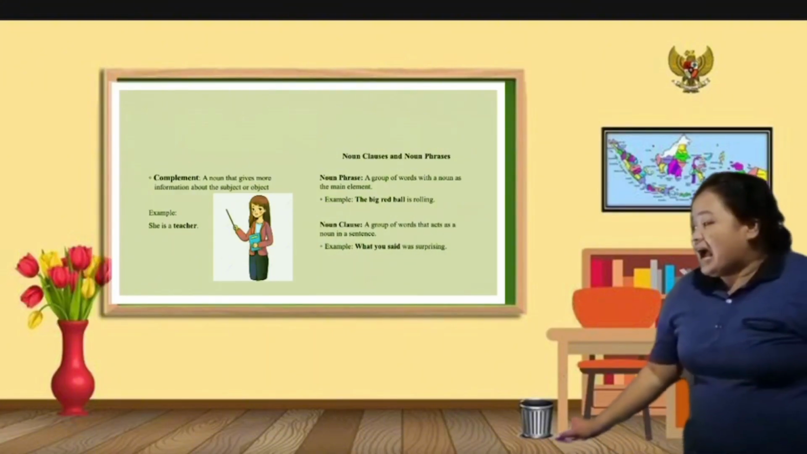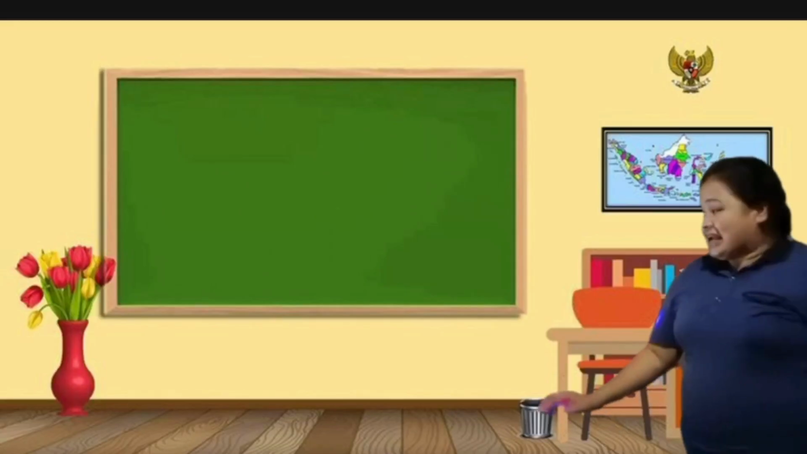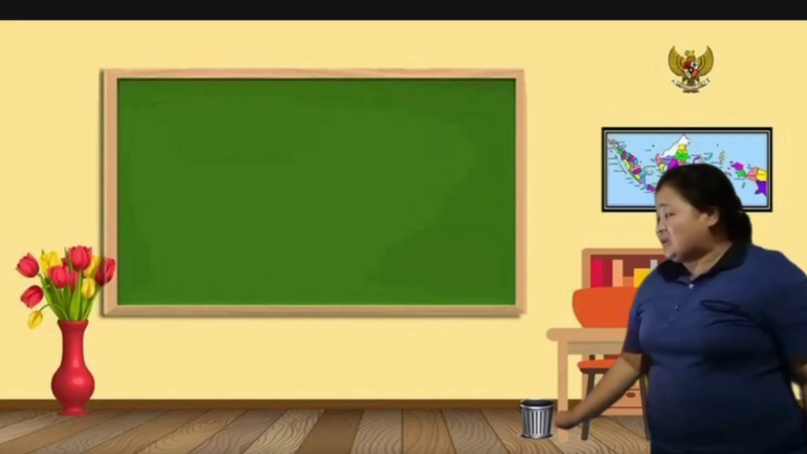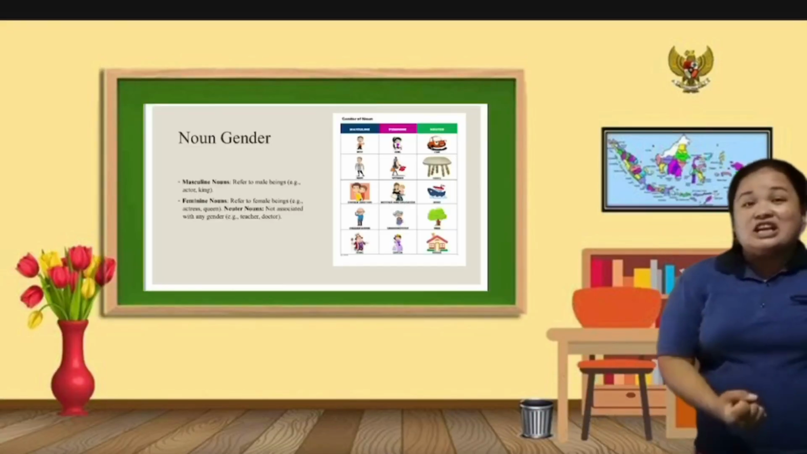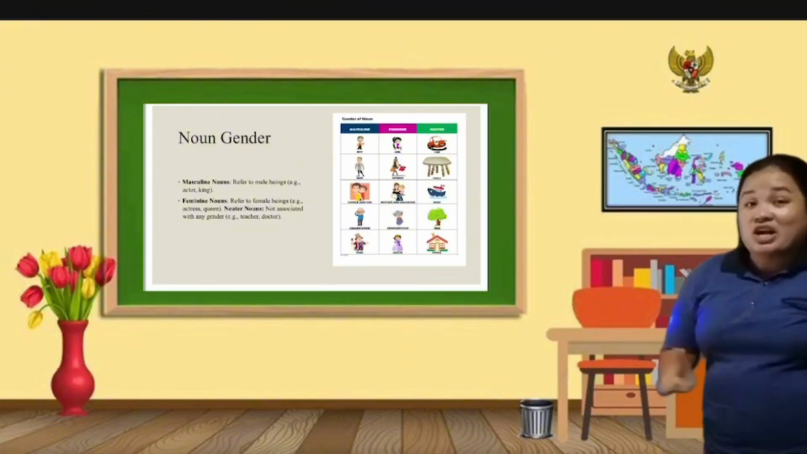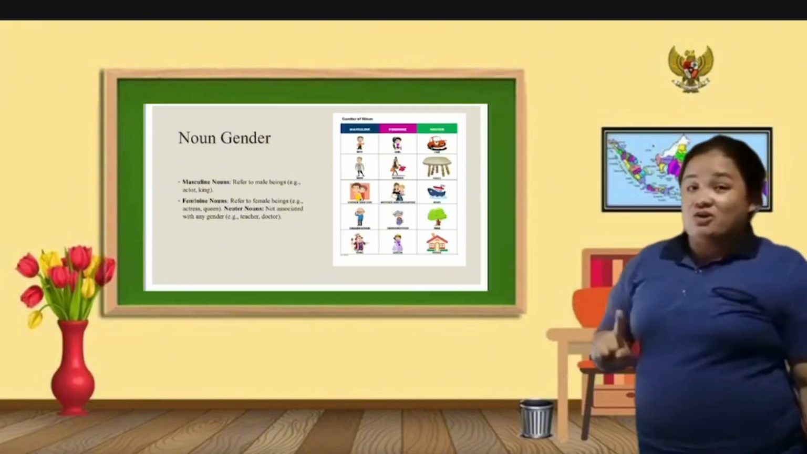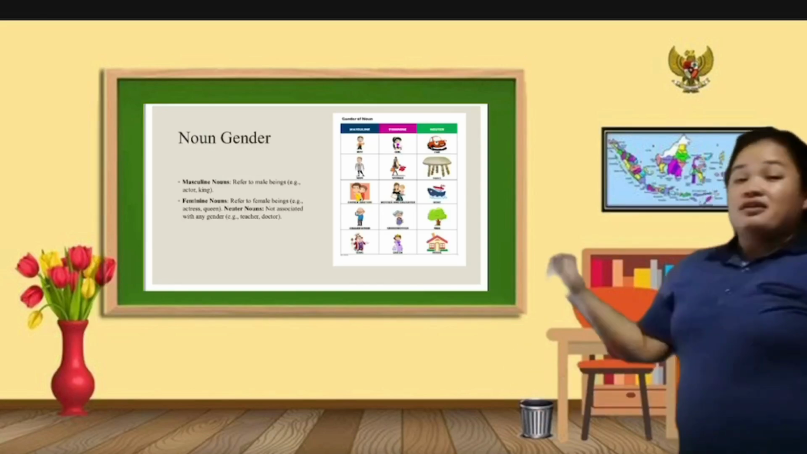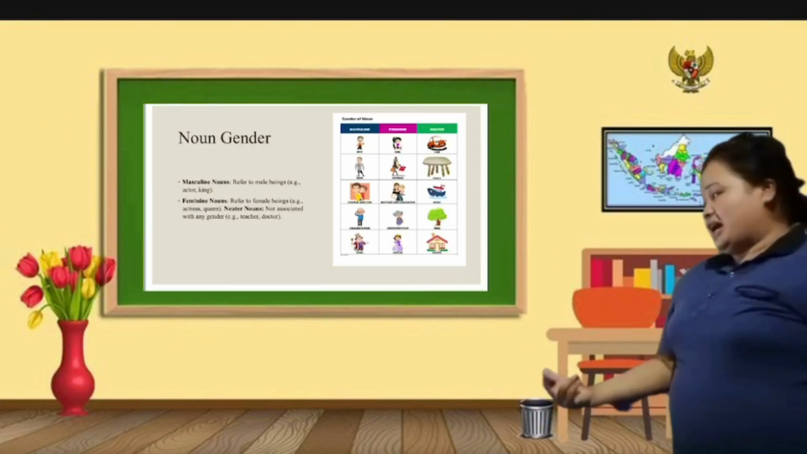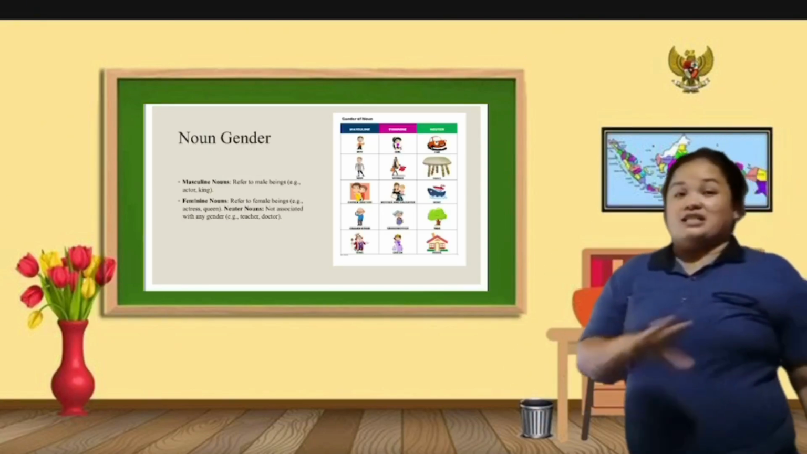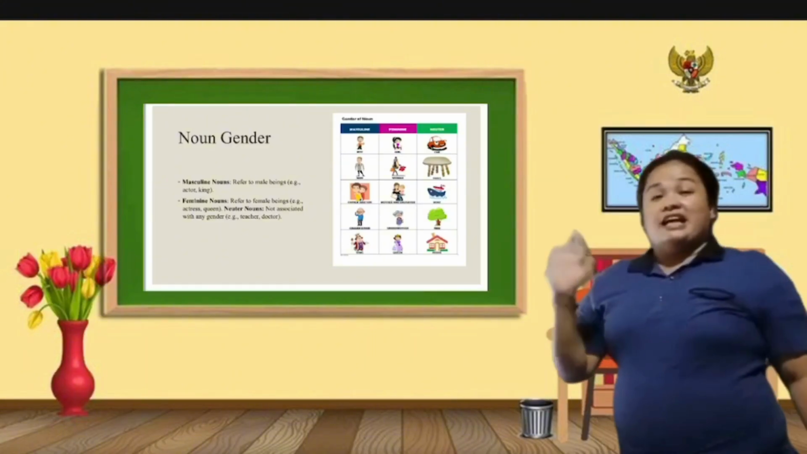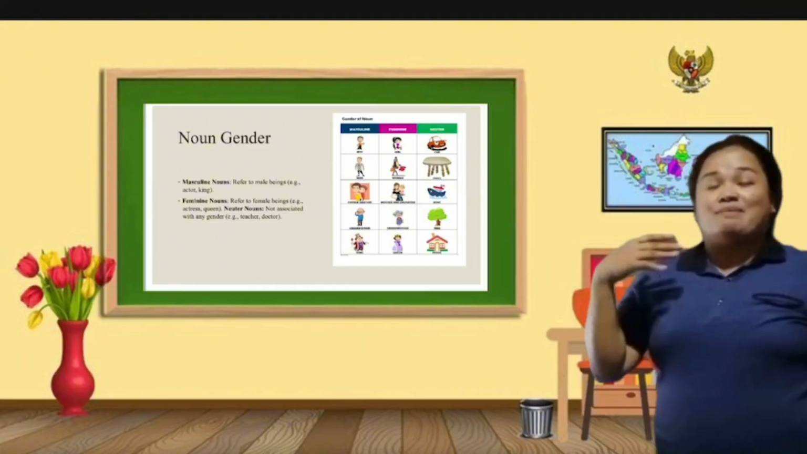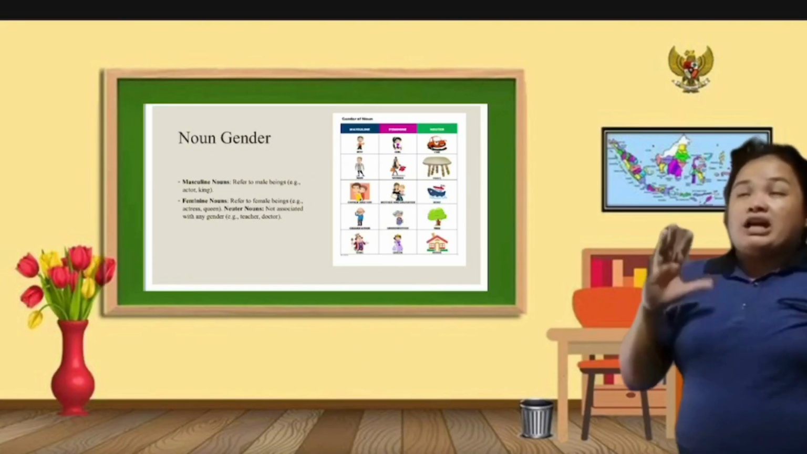So, aside from that, it's actually very exciting to learn that nouns also have gender. So not only boys and girls, we actually have the noun gender. And it's what we call masculine noun, feminine noun, and the neuter nouns. So masculine noun, as the word masculine, it's for men. It describes the men.